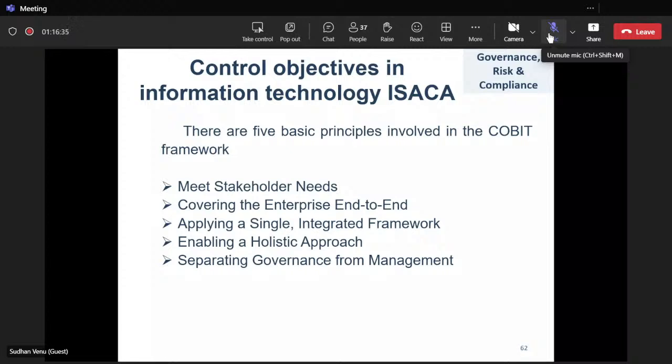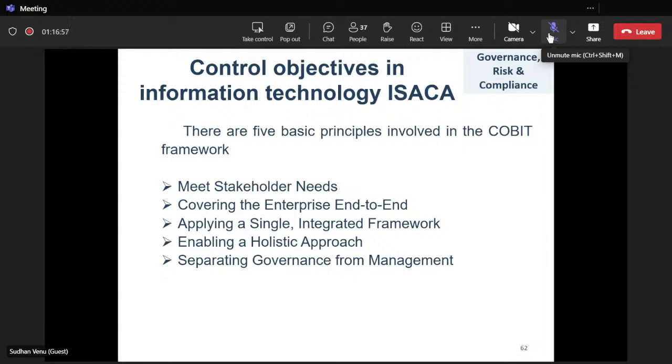And these are the basic 5 principles involved in the COBIT framework. First one is meet the stakeholder needs. What are the stakeholders needing? Because they are the investors, they are investing the money in the company, and they are making the decision on how we are going to sustain based on the mission and vision process.